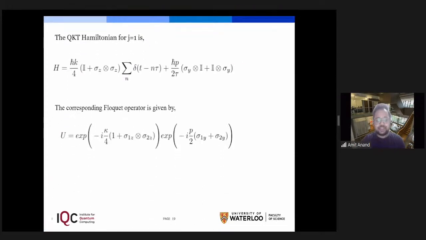So what we did is that we implemented this model on the IBM Open Quantum Computer for 2 qubits, that is J equal to 1. For J equal to 1, the Hamiltonian looks something like this, where this is the qubit-to-qubit interaction that is responsible for creating correlation or entanglement in the system. And these are single-qubit flip operations. The corresponding unitary operator is given by this.